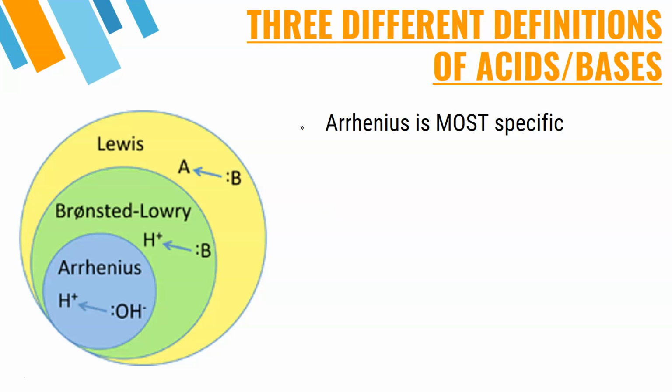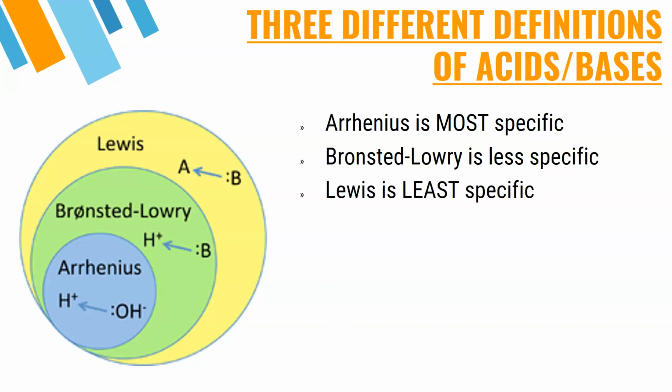Arrhenius is the most specific, the narrowest definition, the fewest things count. Bronsted-Lowry is in the middle. Lewis is the most generic. I also like inside the circles the little generic examples they gave you. I would for sure write that down.